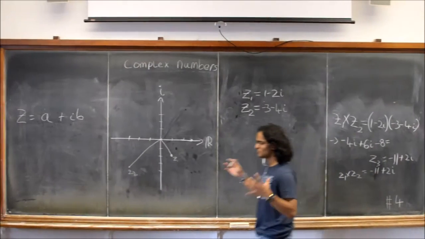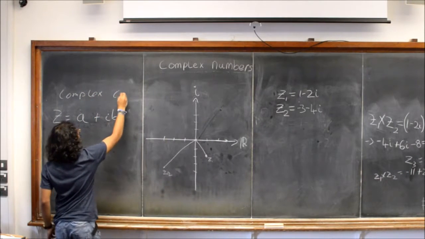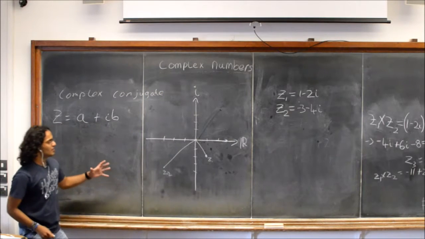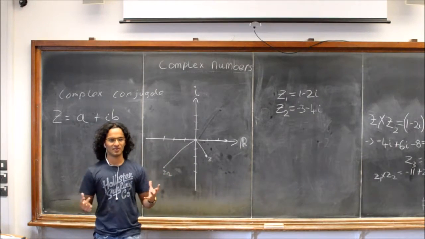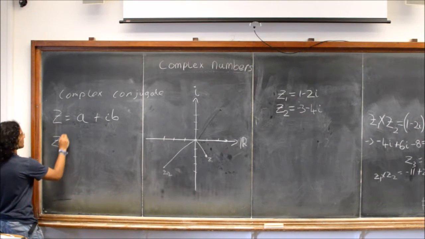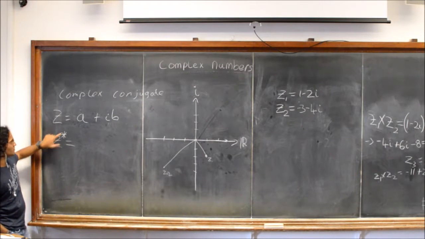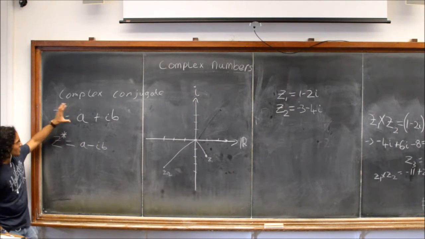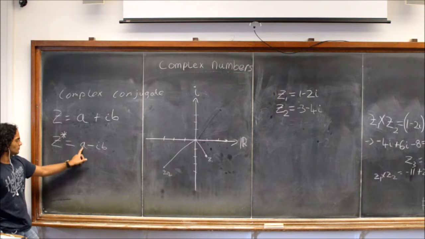Okay, so I'm going to define a new term here: complex conjugate. Now let's say you have a complex number, say this one, and you wanted to get rid of its imaginary part. You just wanted to make it completely real. The way to do that is you multiply it by something called the complex conjugate. We define a complex conjugate with a star on top of the complex number. We're going to say it's a minus ib. So basically, you just take the sign in front of the imaginary part and you flip it, and you get the complex conjugate.